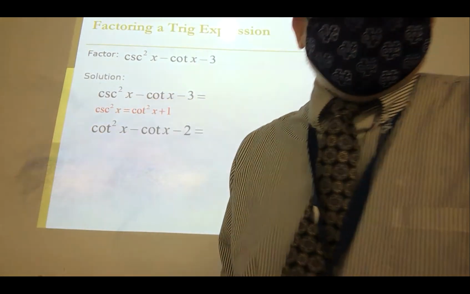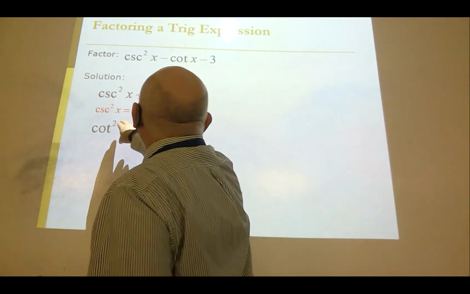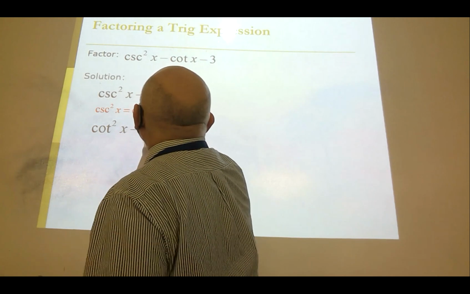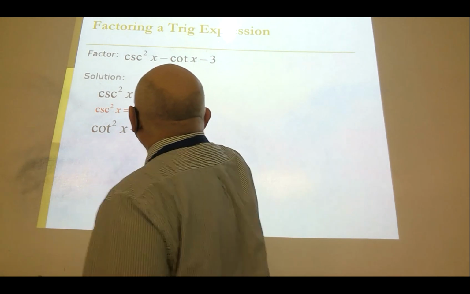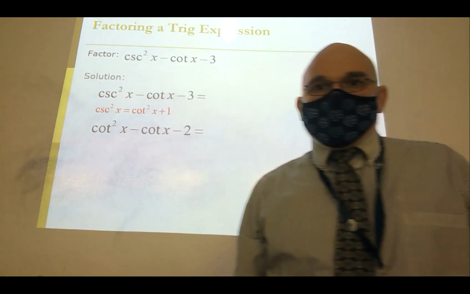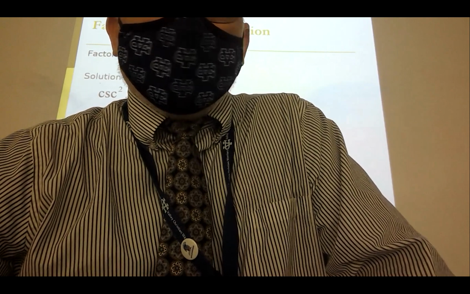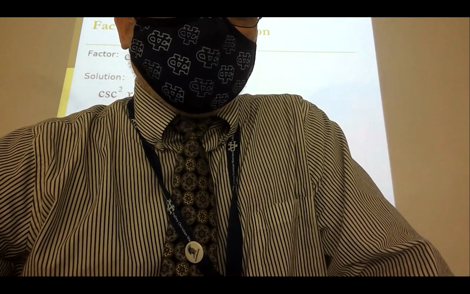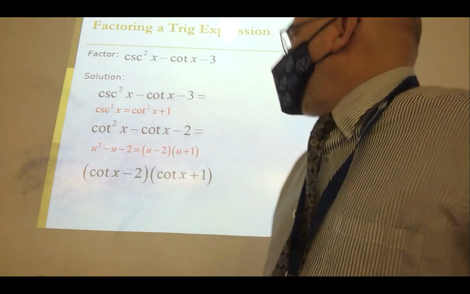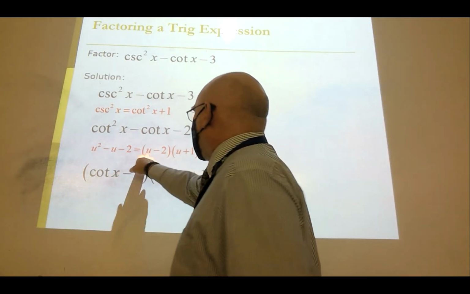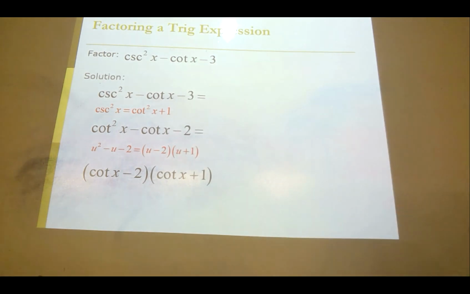So now I've got cotangent squared x plus 1 minus cotangent x minus 3. So minus 3 plus 1 is a minus 2. And now I can factor this like a polynomial if I wanted to. u squared minus u minus 2 is equal to u minus 2 times u plus 1. And substituting back in cotangent x for u, cotangent x minus 2 times cotangent x plus 1. So this is just showing you that we can treat these like polynomials if we wanted to.